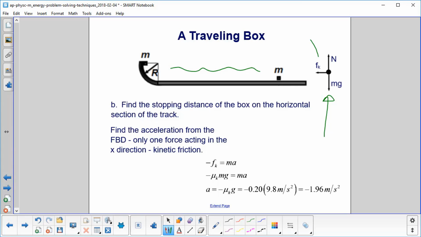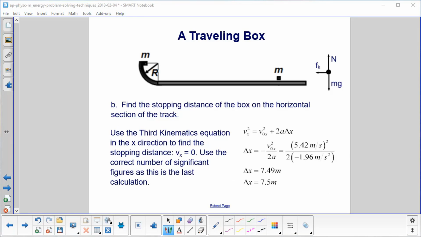So we have minus F sub k equals ma. We substitute in the value for friction, which is mu times the normal, which is mu k times mg. The m's cancel, and we get an acceleration of negative 1.96 meters per second squared. Again, an intermediate solution, so we'll keep an extra sig fig. And now to the kinematics part of this solution.